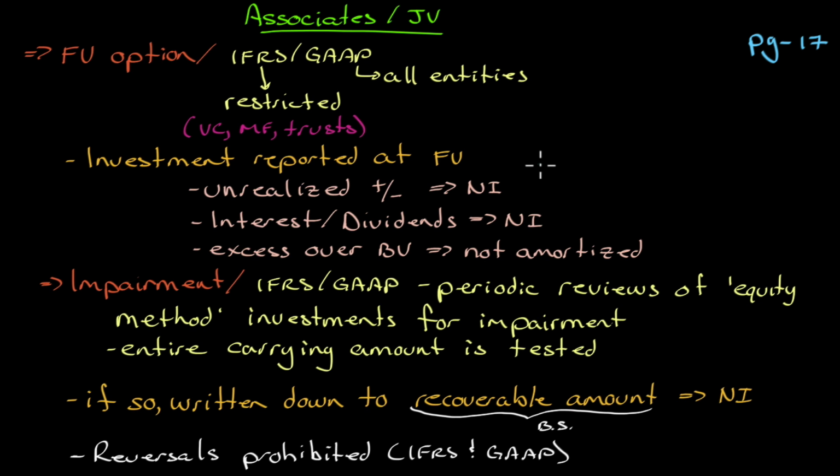All right, let's move on to impairment now. IFRS and GAAP: periodic reviews of equity method investments for impairment. And the entire carrying amount is tested, not just the goodwill, the entire carrying amount is tested. If it is impaired, it's written down to its recoverable amount on the balance sheet, and whatever loss there is goes to net income. Any reversals of any impairment are prohibited under both IFRS and GAAP.